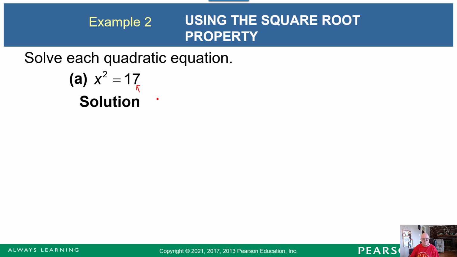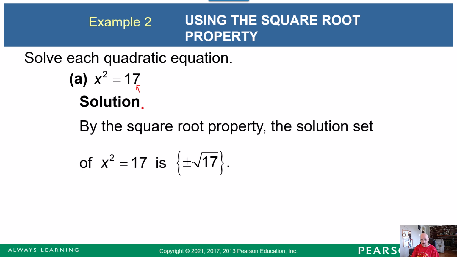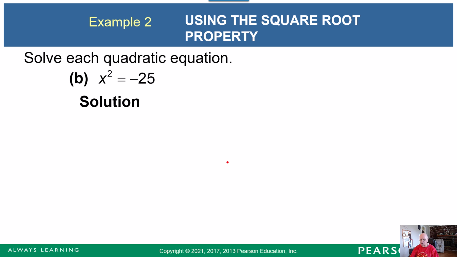Another one. Okay, this time k, if we think of it that way, is negative. That means we'll get two pure imaginary solutions, or roots, or zeros. Remember, square root of -1 is i, so the solution set is plus or minus 5i. Why? Okay, so if we take square root of -25 and negative square root of -25, those are our two solutions.